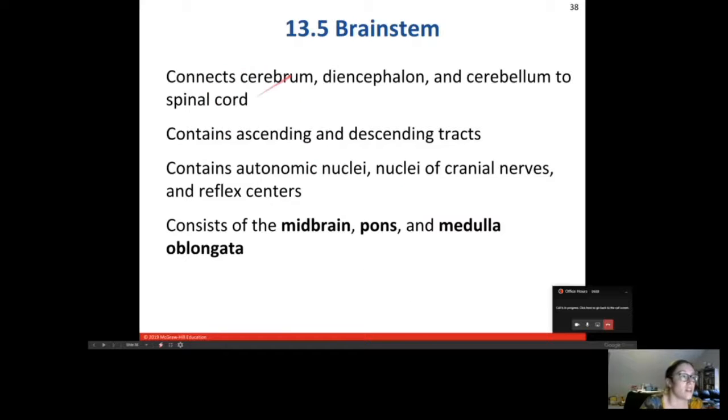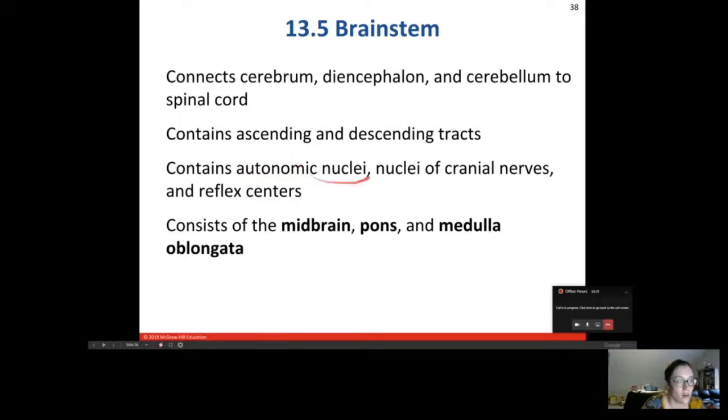The brainstem is going to connect the cerebrum, diencephalon, and cerebellum to the spinal cord. It contains both ascending sensory tracts and descending motor tracts. So these are like axons going to the brain or away from the brain. And we'll talk more about that with the spinal cord. It contains a lot of autonomic nuclei.